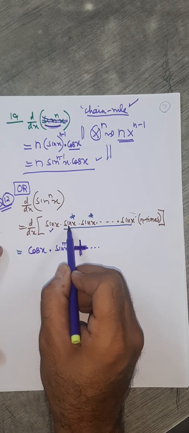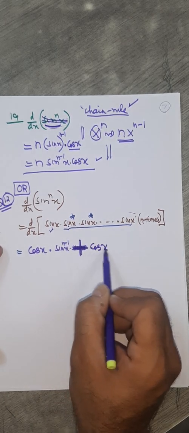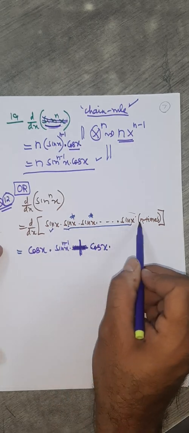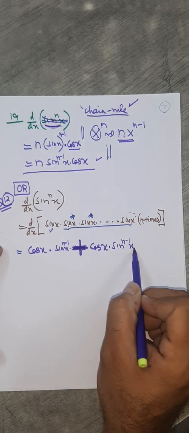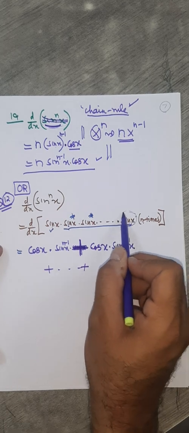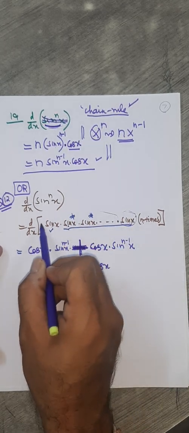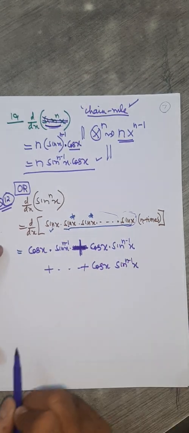Now, differentiation of the second one. What's the derivative of sin x? Cos x. Then sin x, the remaining sin x as it is. How many times? One you already used, so n minus 1 times. And so on, till the last one. Now, differentiation of this last one, which is cos x. You are left with how many sin x? N minus 1. So sin raised to n minus 1 x.